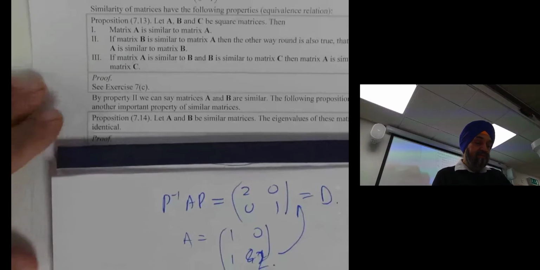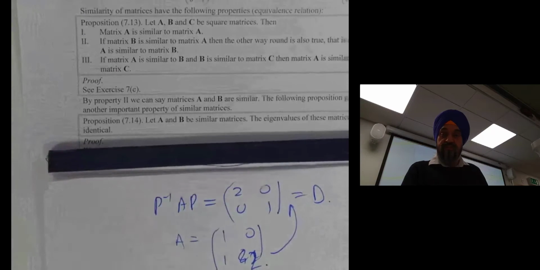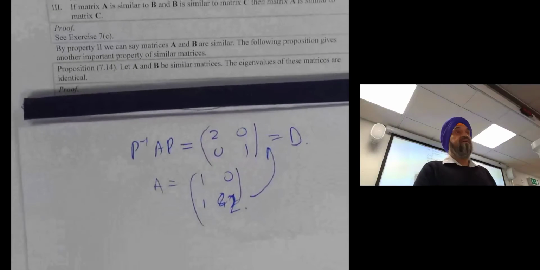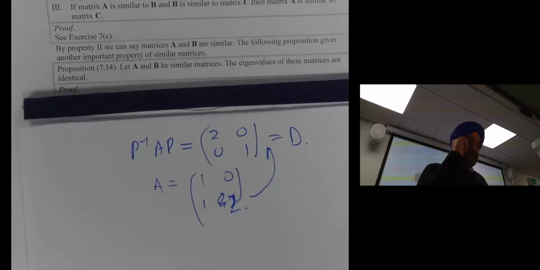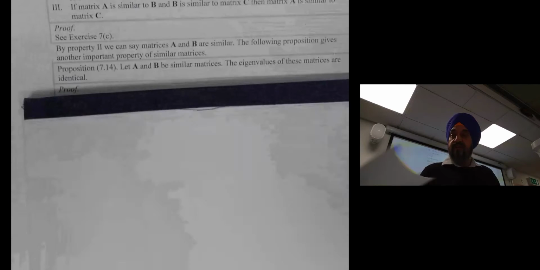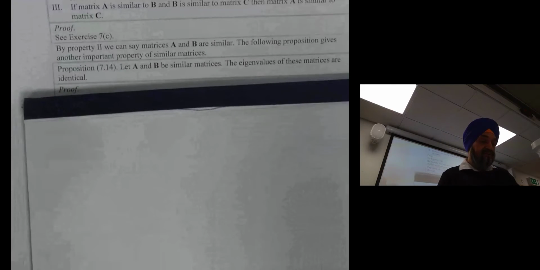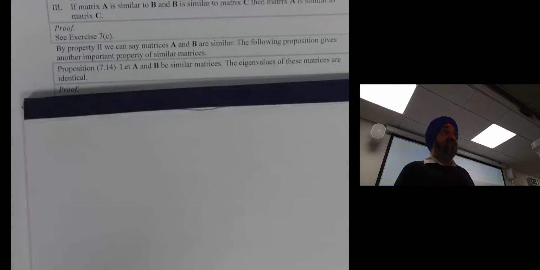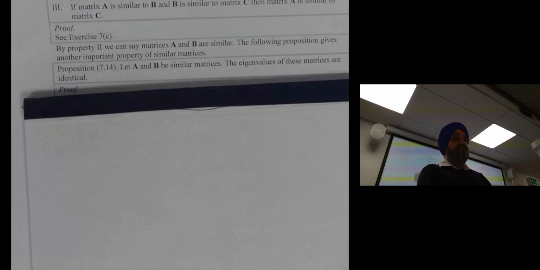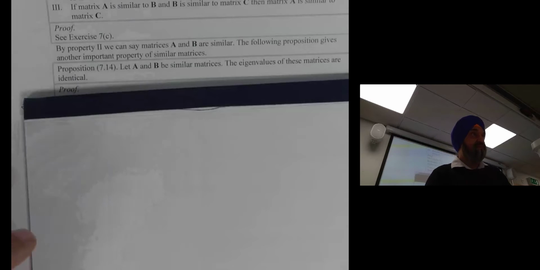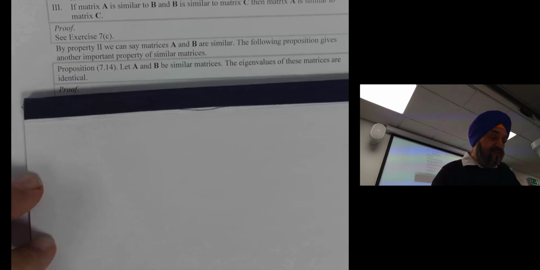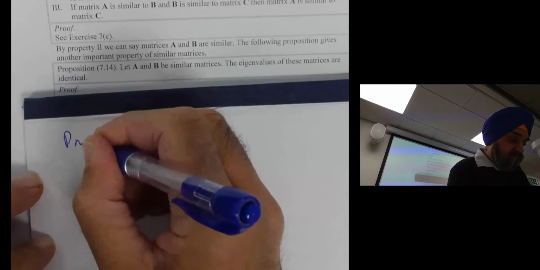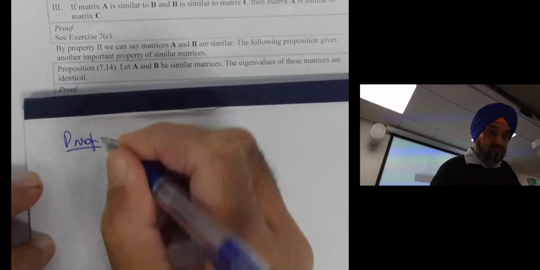One thing we want to show: if A and B are similar matrices, the eigenvalues are the same. How do I show that? That's good, because it means they have the same determinant, since the determinant of a matrix is given by the product of the eigenvalues. So how do we prove this? What do you want to prove?